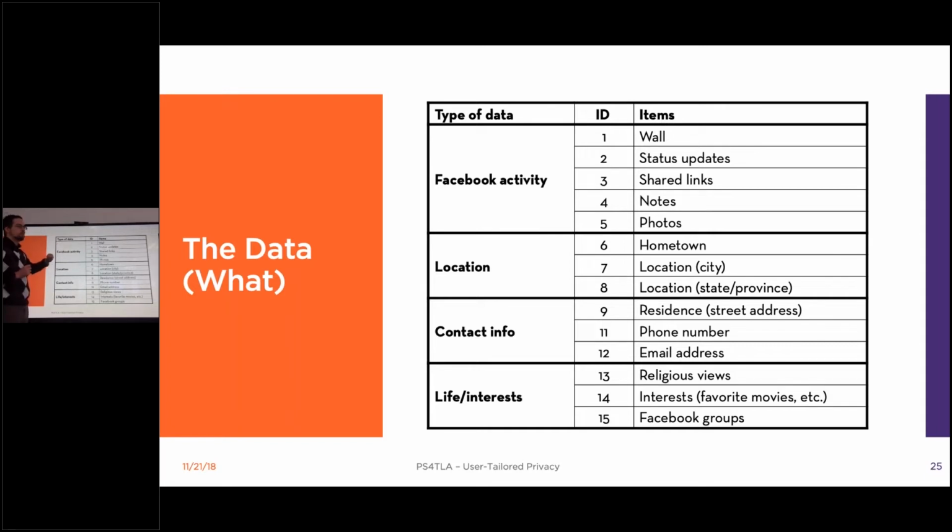So you have Facebook activity, which includes things like wall posts and status updates, things you do on a daily basis on Facebook, so to say. Location, which is hometown, city, and state. Contact information, which is your actual address, phone number, and email address. And then personal interests, things like religious views, likes, and Facebook groups. Right? So a similar study would be very useful in TLA-based systems to see which privacy settings conceptually coincide with each other so that they can be modeled together, while having these different groups of privacy settings still modeled conceptually separately within your privacy model.